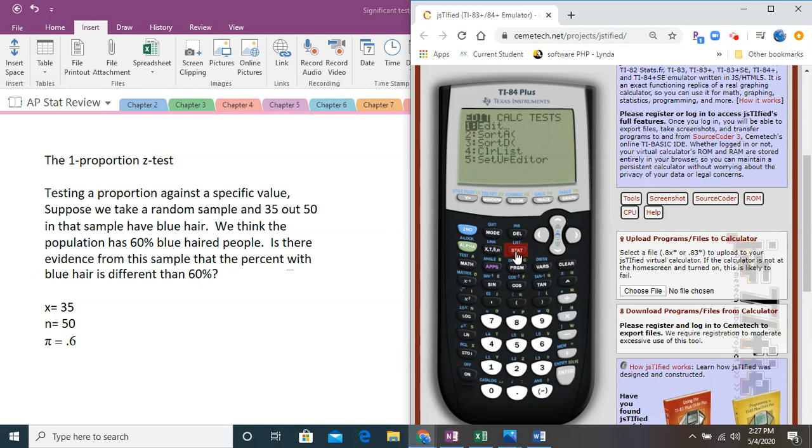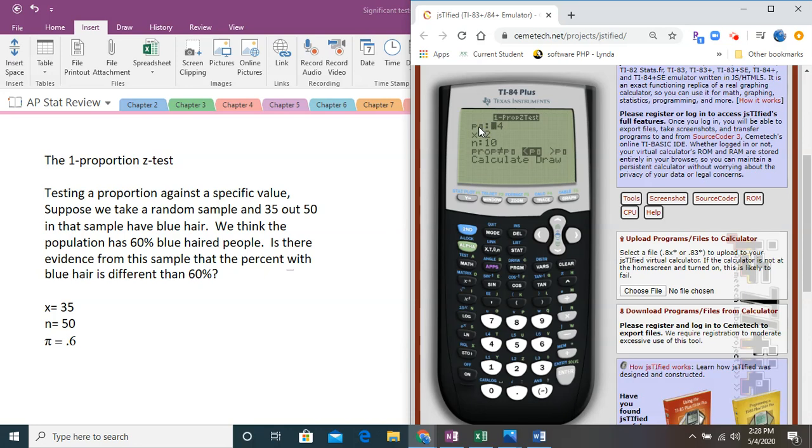So we have 1 proportion, 35 out of 50. We're comparing it to a specific proportion. So you're going to go to stat, then test, and scroll down to 1PropZtest. Now, when you're doing this on the AP exam, do not write 1PropZtest. You are going to write, I performed a 1 proportion z-test on the sample.